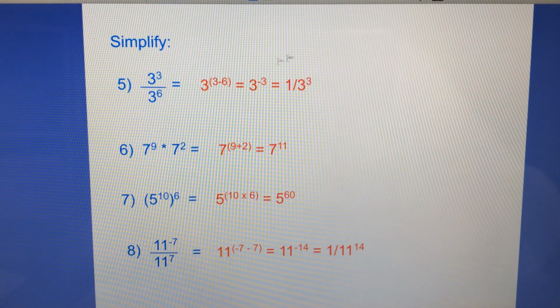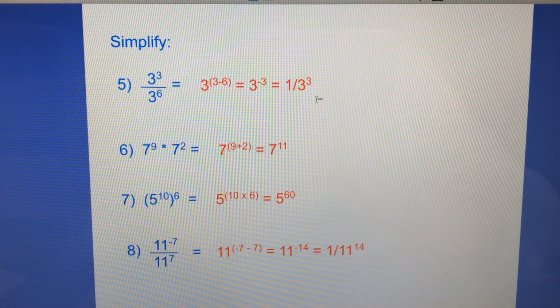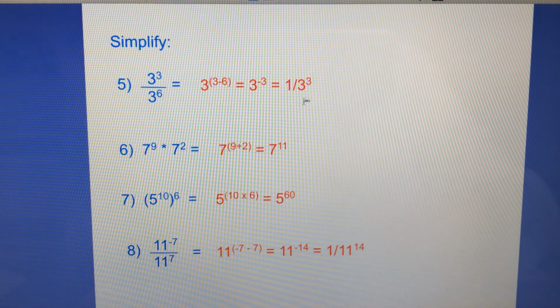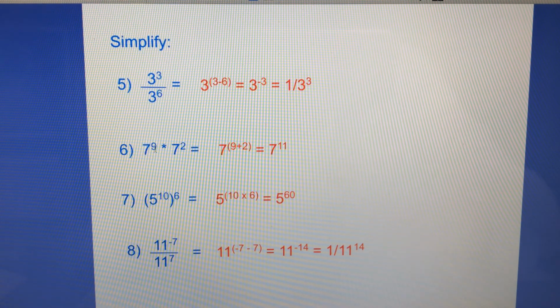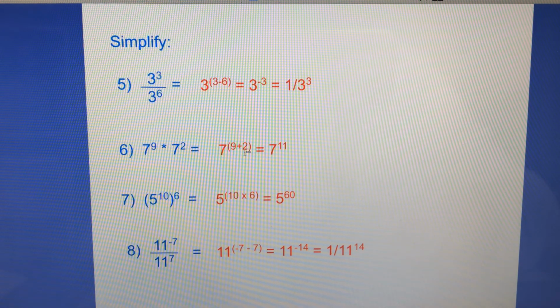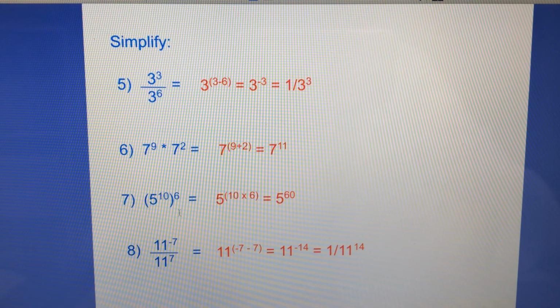3 to the 3 minus 6 power, 3 to the negative 3, which is 1 over 3 to the positive 3. Again, I can't do fractions with this software. 7 to the 9th, well, I can do them, but it just is very difficult. Sorry. 7 to the 9th times 7 to the 2nd, we add them. 7 to the 11th. Here's where you multiply. 5 to the 10 times 6, 5 to the 60.